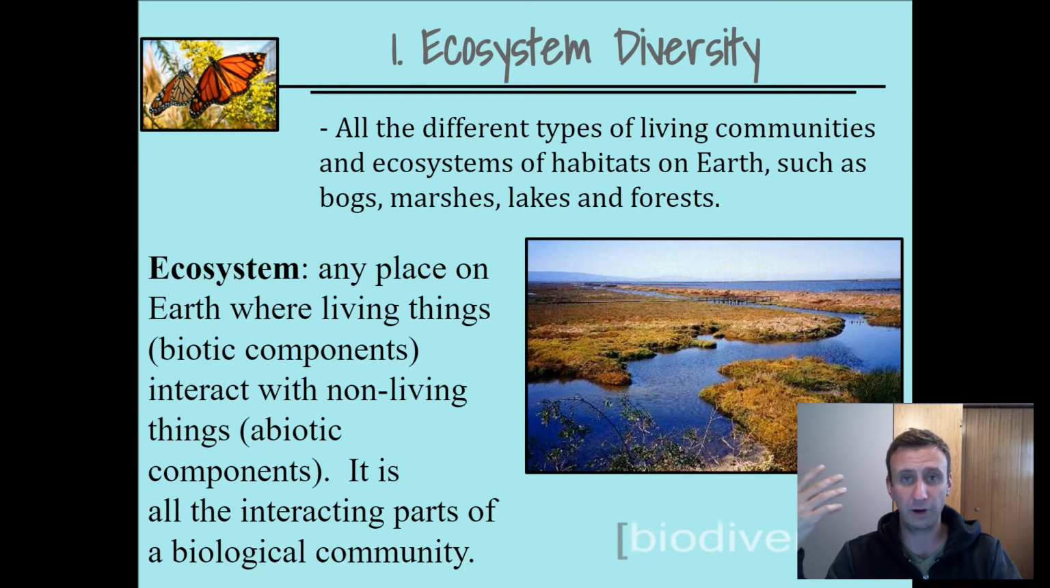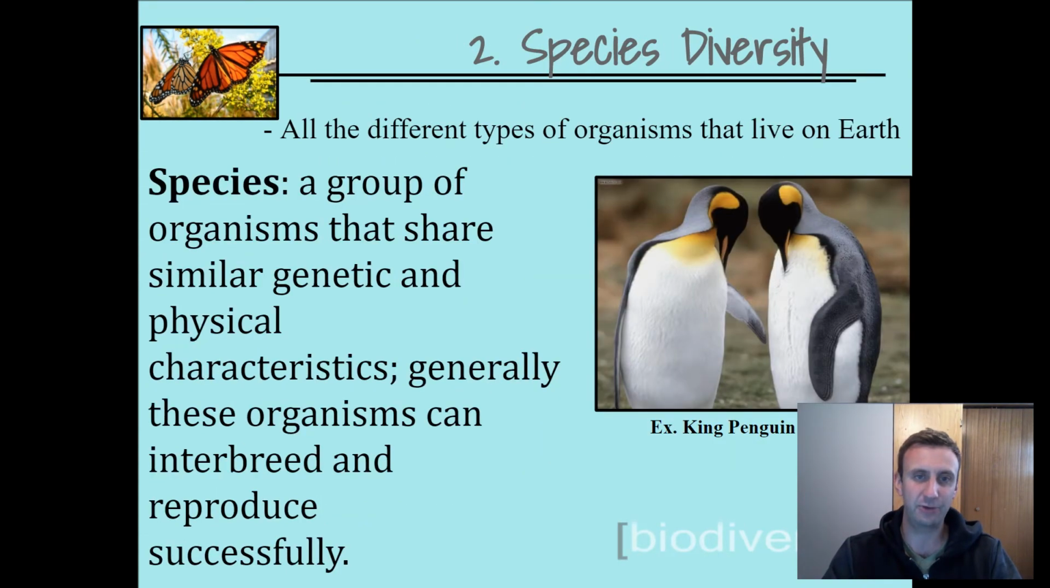This should be a refresher. You took this in grade 7, for example. But an ecosystem is any place on Earth where living things, which we call biotic components, interact with non-living things, which we call abiotic components. That A means like non, right? So biotic, bio, living, abiotic, non-living. It is all the interacting parts of a biological community. So it's everything together, the living and the non-living things interacting together.